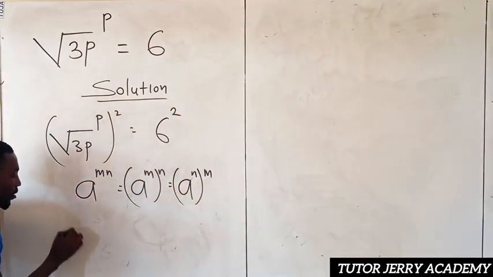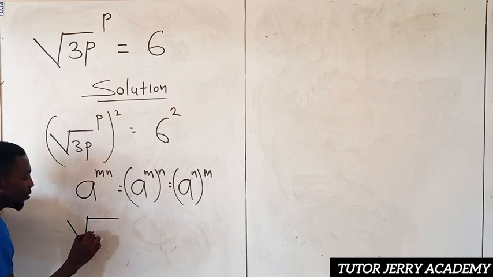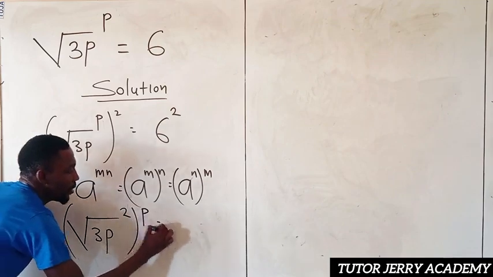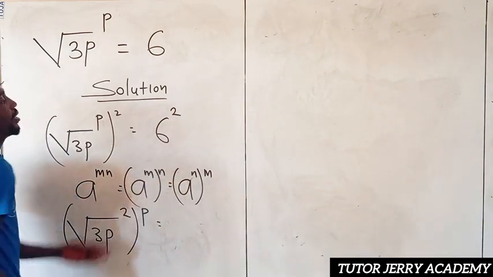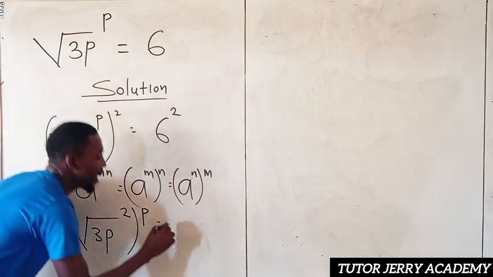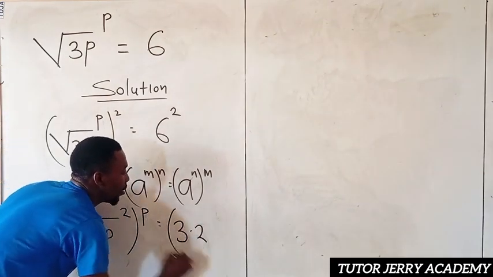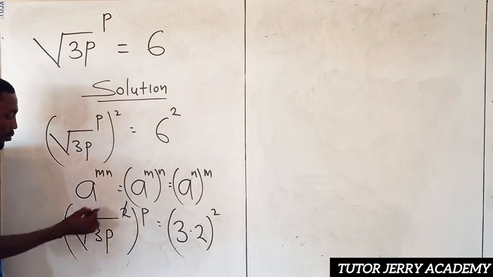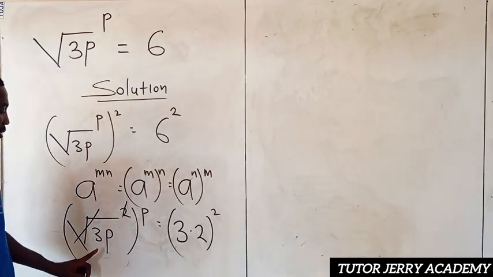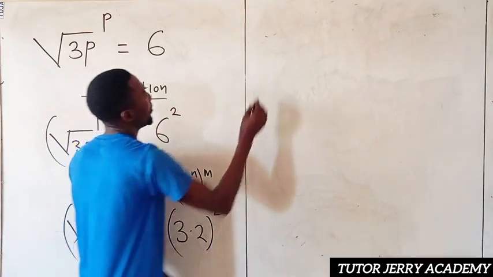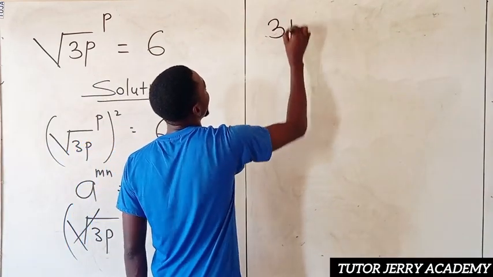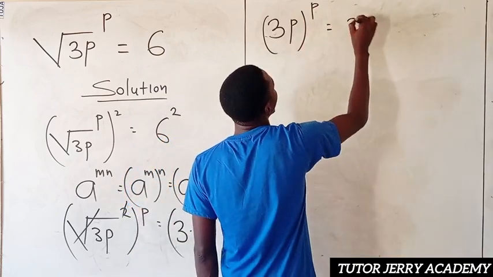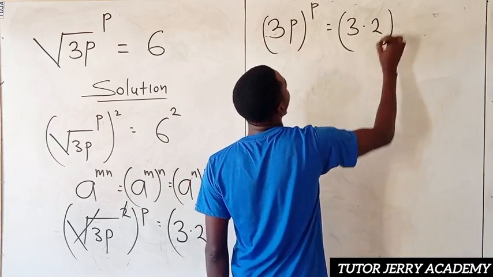So I'm going to have the square root of 3p all square all to the power of p equals to, here we can rewrite this 6 as 3 multiplied by 2, all to the power of 2. And you agree that this 2 will go with the square root here. So we'll be left with 3p to the power of p equals to 3 multiplied by 2 to the power of 2.